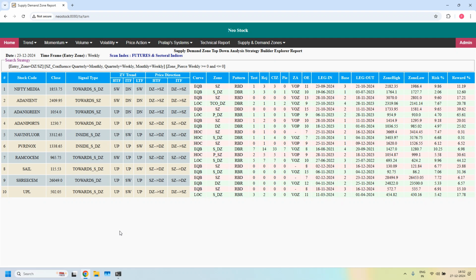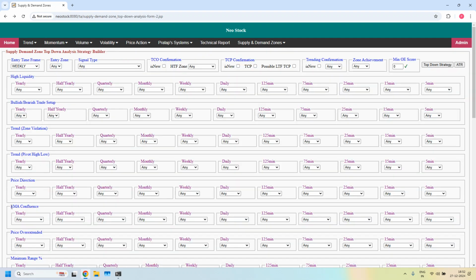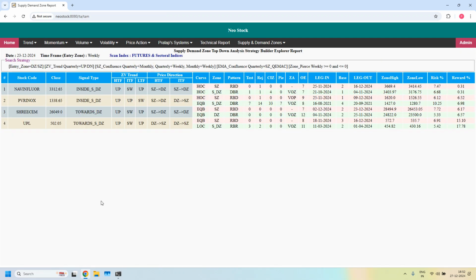Now let us verify how many of these stocks have quarterly supply zone EMA confluence. So in the EMA confluence at the quarterly time frame, quarterly supply zone having quarterly EMA confluence. And the trend at the quarterly time frame should not be sideways, it can be up or down. With these filters, now the list is reduced to 4 stocks. So these are the weekly reports.